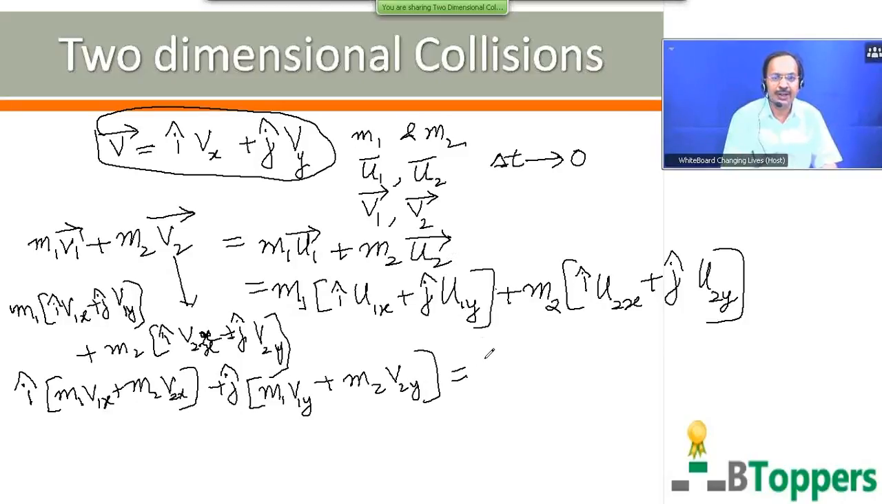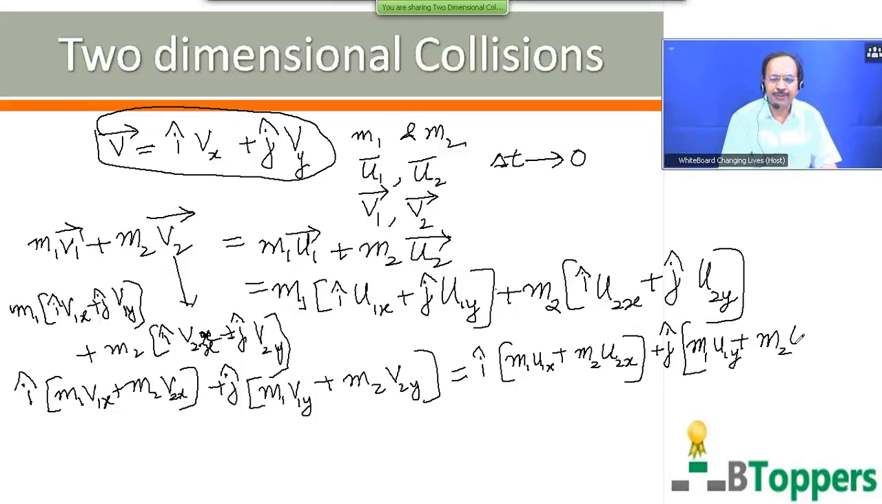you can write that is total momentum of the two colliding masses just before collision. You can write it as I cap into M1 U1X plus M2 U2X, plus J cap into M1 U1Y plus M2 U2Y.